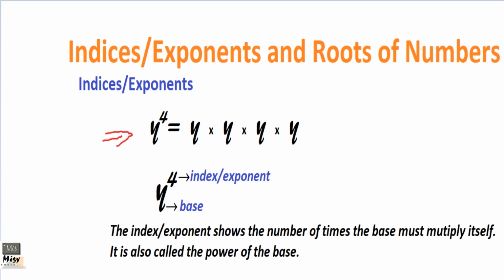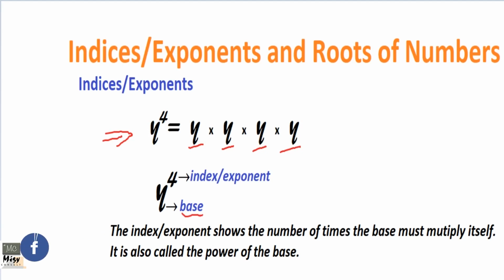The first one is y raised to the power 4. Y raised to the power 4 means y times y times y times y. You multiply the big number at the bottom by the number of times shown by the one on top. The number at the bottom is your base.